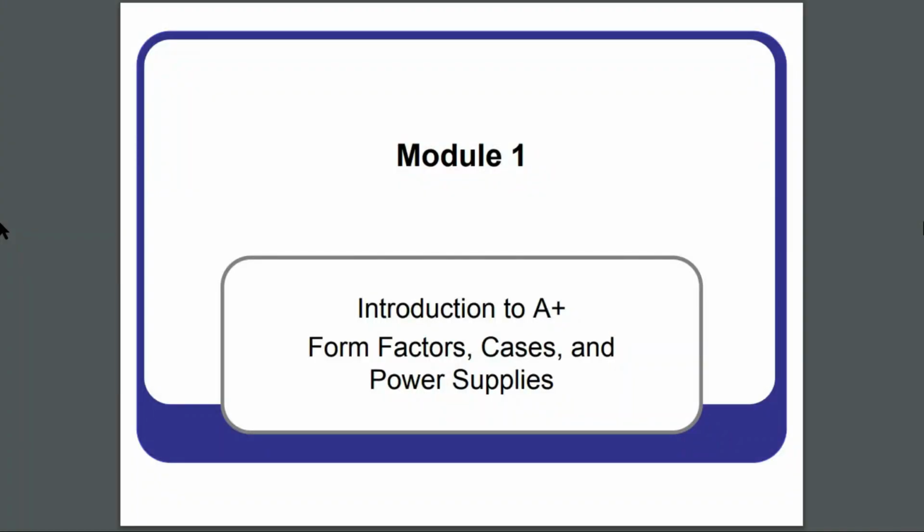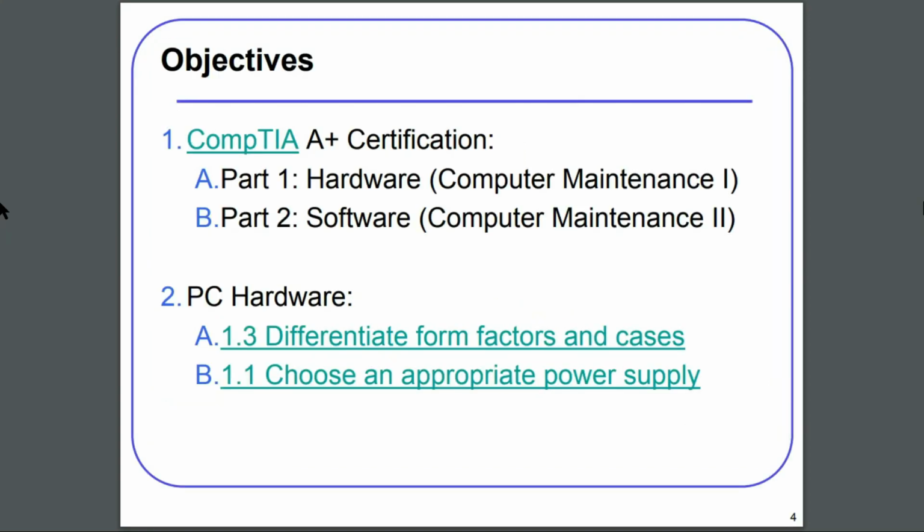So this is module 1, Introduction to A Plus, Form Factors, Cases and Power Supplies. Before beginning the course, you should be familiar with basic computer use, but no advanced knowledge is required. From here, you should feel comfortable diving into the A Plus certification learning track with different modules covering each of the A Plus exam knowledge domains. So the objectives of the CompTIA A Plus certification: part 1 is hardware computer maintenance, part 2 is software computer maintenance. PC hardware: differentiate form factors and cases, and choose an appropriate power supply.